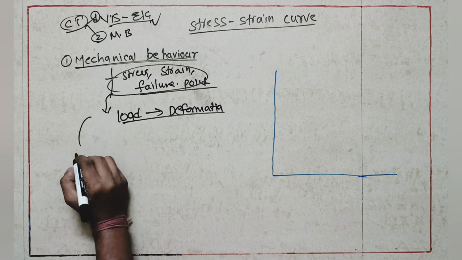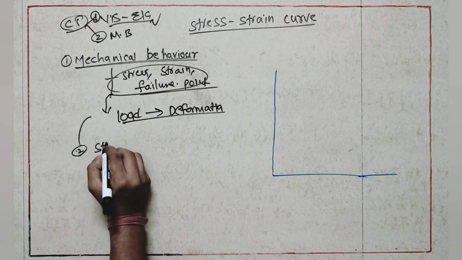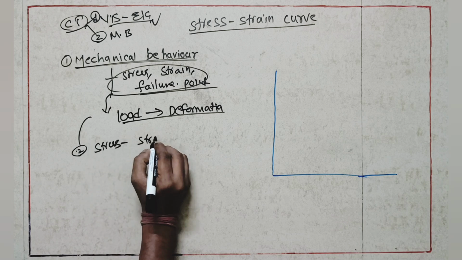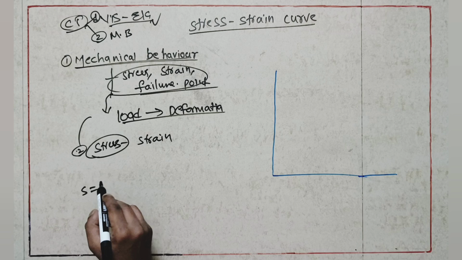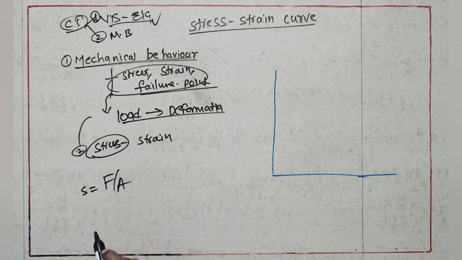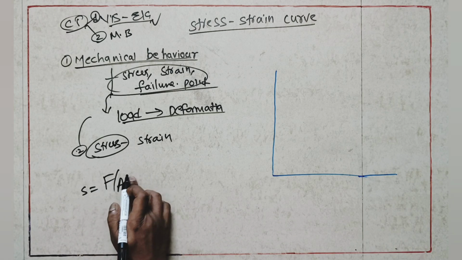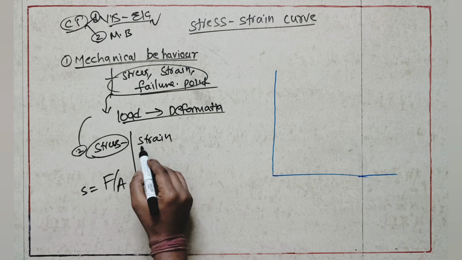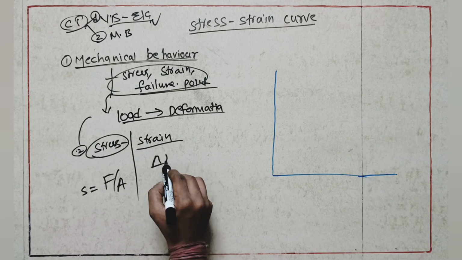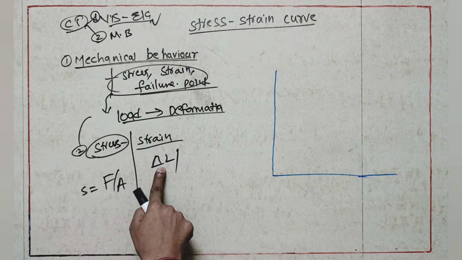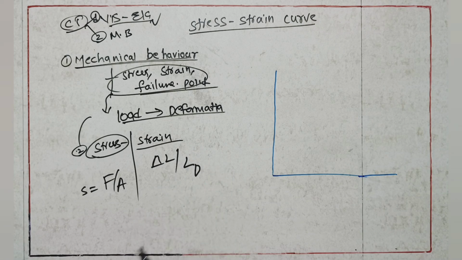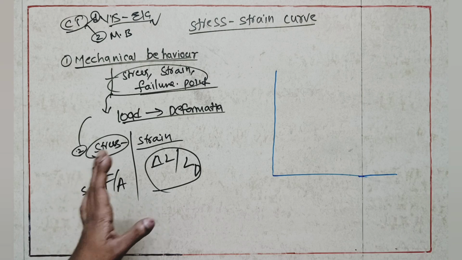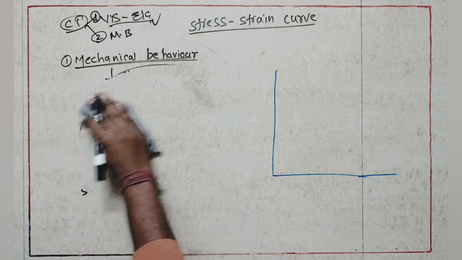So now we'll see what the stress-strain curve is. We know stress is nothing but the force applied on the cross-sectional area. Strain equals the change in length of the structure divided by the initial length of the structure. So this is strain. Now we will see what this stress-strain curve is.